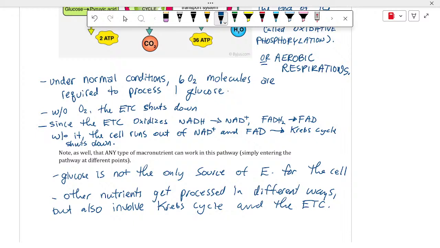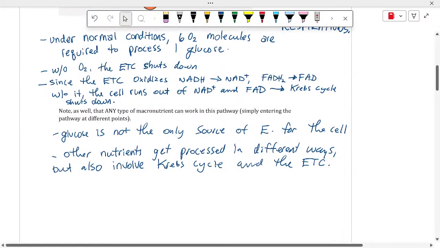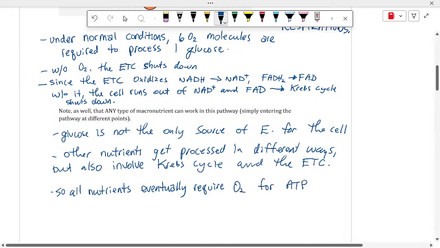So that's the thing I want to note: even other nutrients, all nutrients eventually require O2 for ATP production. In other words, oxidative phosphorylation is the way that we get our ATP. Except for where?